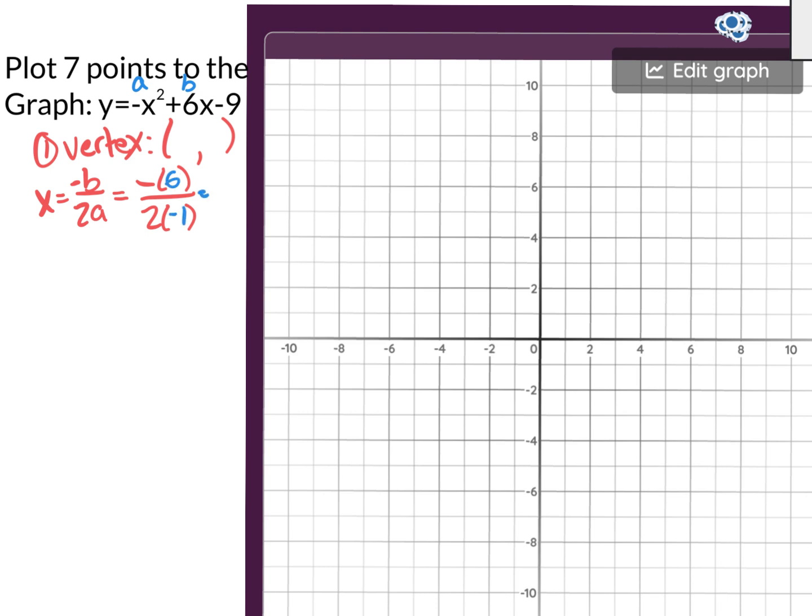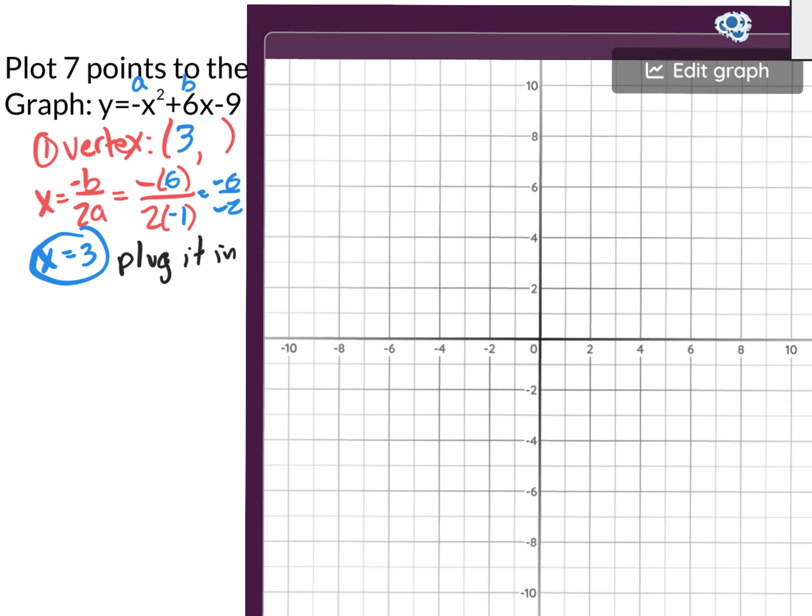So what we really have here is a -6 divided by a -2, which means that the x value of our vertex is +3. That's the x value. What do you do next? You find the y value. How?